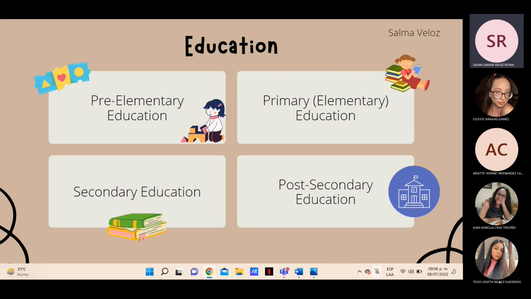Generally, in Canada, the levels of education are divided into four, which are preschool education, primary or elementary education, secondary education, and post-secondary education, which includes college and university programs and vocational or technical schooling. Education in most of the provinces of the country is compulsory until the age of 16. In the case of Ontario and New Brunswick, it is compulsory until the age of 18.